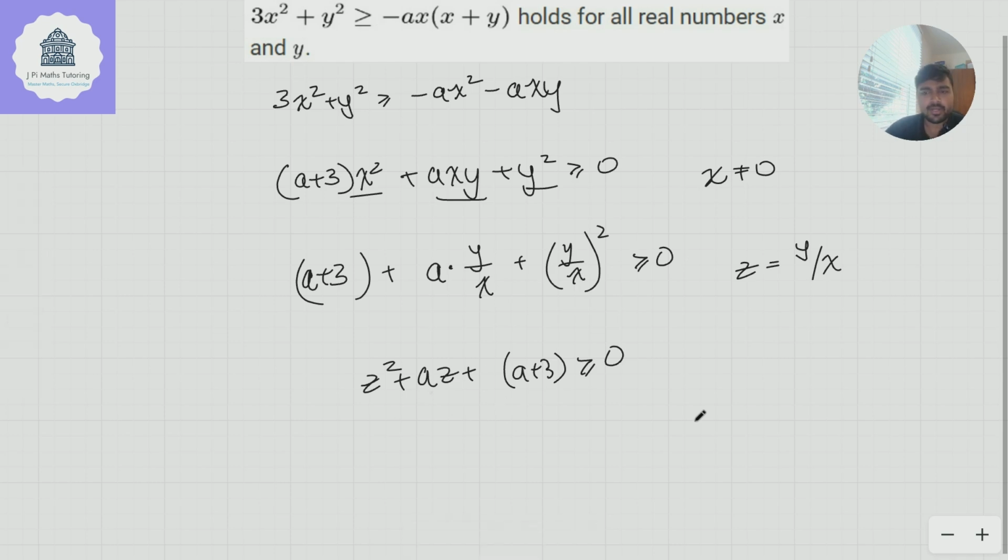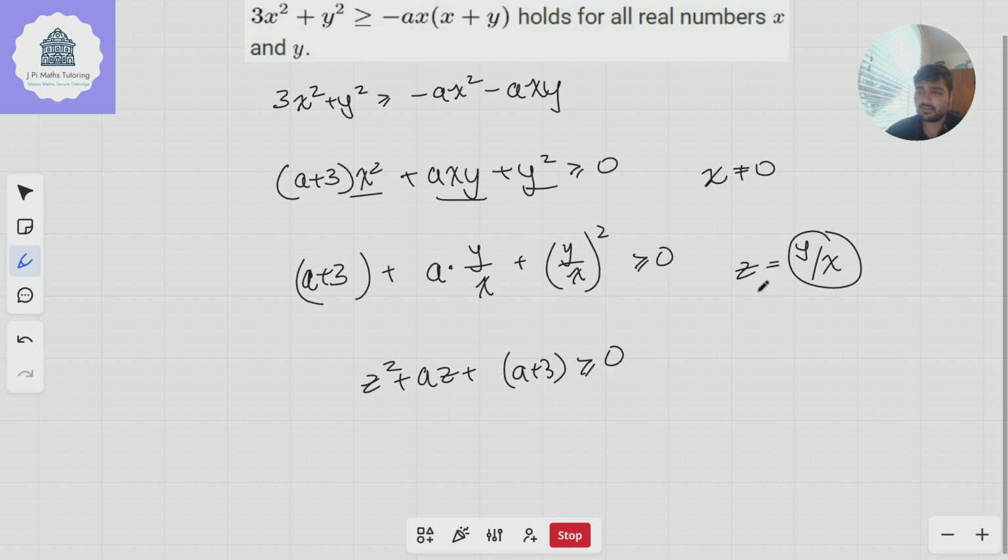Now, you might ask, why do I need to check that this is at least 0 for all values of z? Well, by making y and x certain numbers, I can make it equal any value of z. For example, if I wanted z to equal 3, there's a choice of y and x such that y divided by x equals 3. So z can basically be any real number. So I need to work out the values of a that make this inequality true for all values of z.